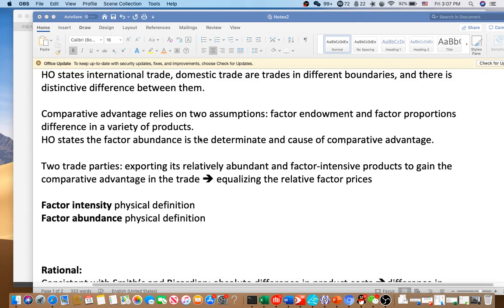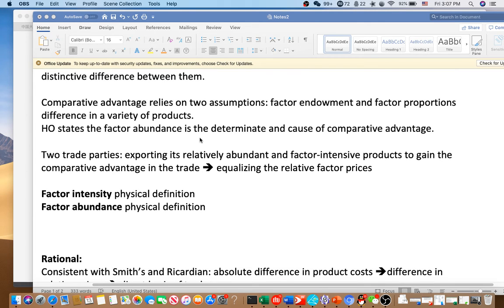The factor-intensive definition we have already introduced in our last lecture.